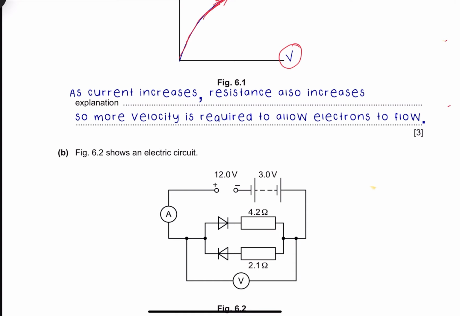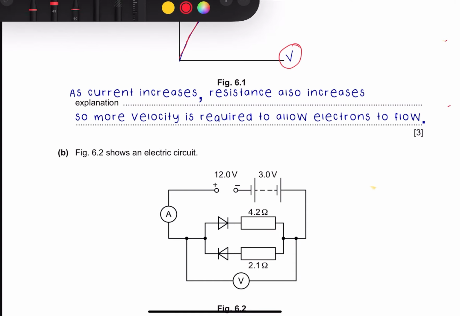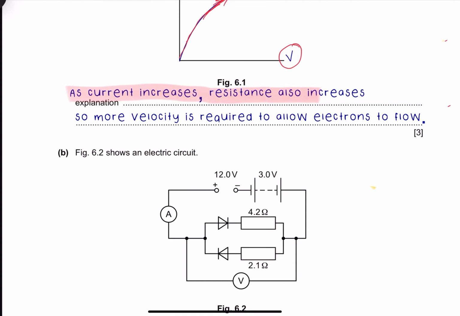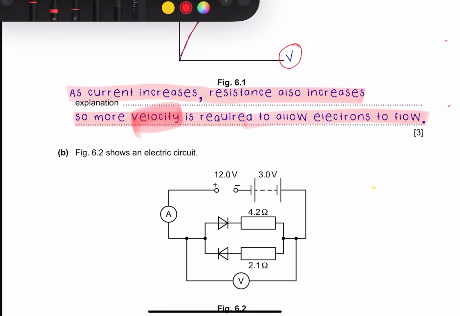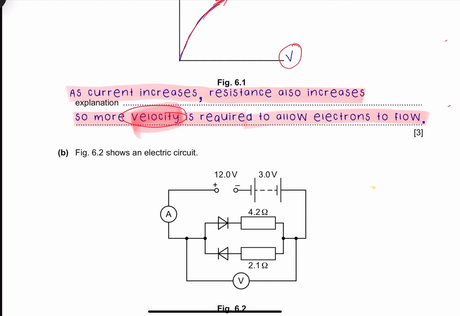And for explanation, basically as current increases, resistance also increases. So more voltage is required to allow electrons to flow.